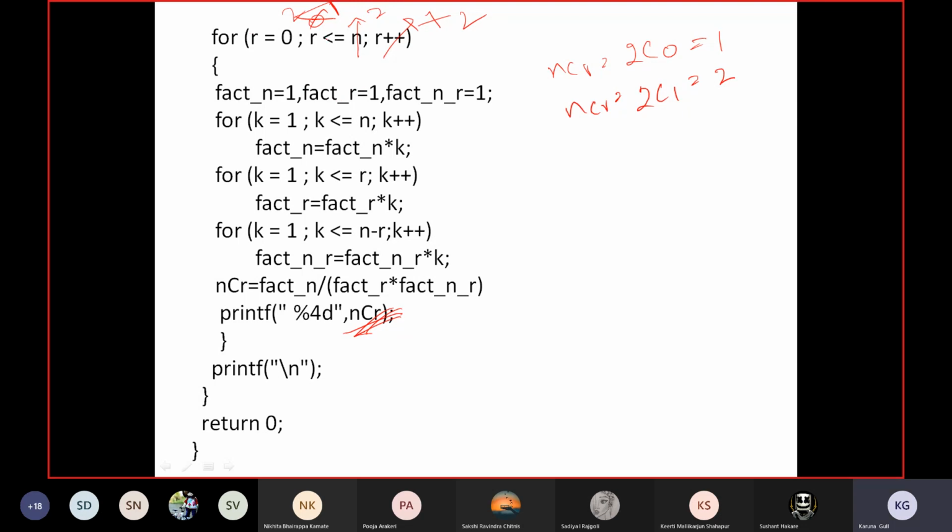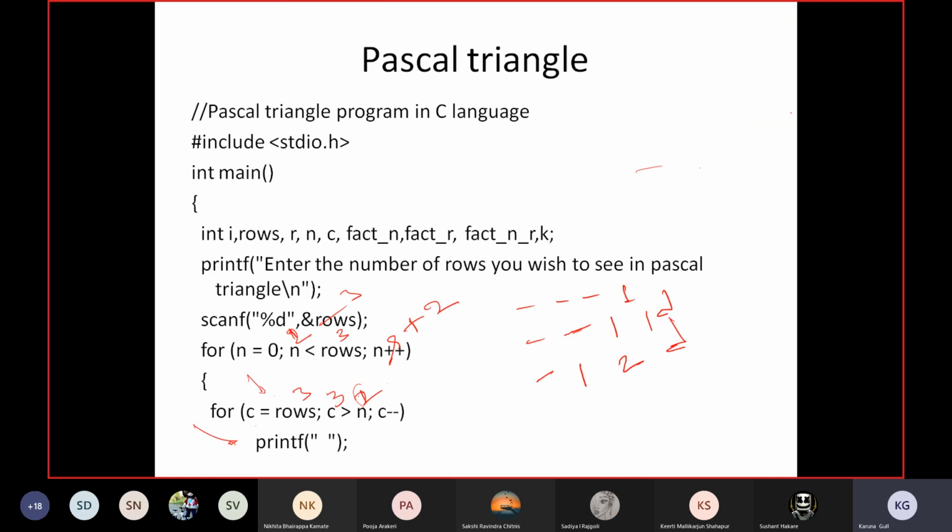True or false? True, ma'am. What should I do? I have to calculate NCR again. N is what? True, ma'am. R is 2. What is this value? 1, ma'am. 1. So I'll be printing the same thing now. Right? So now I'm going to print 1 here.